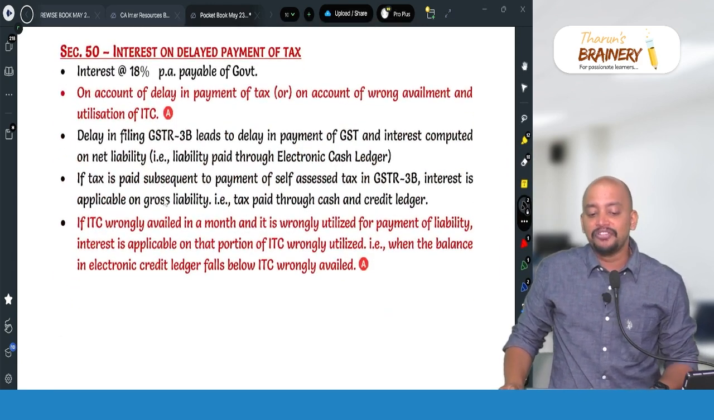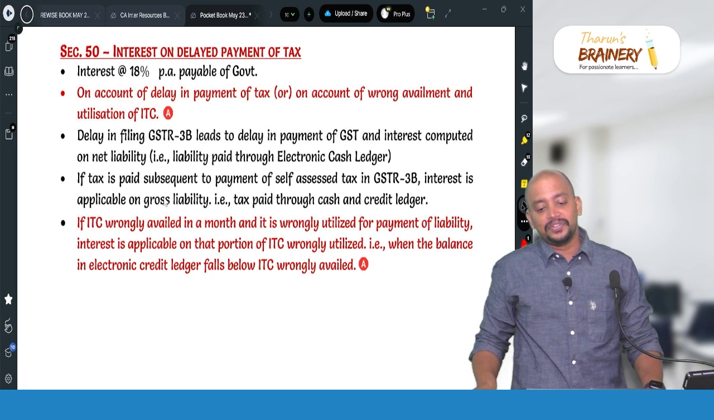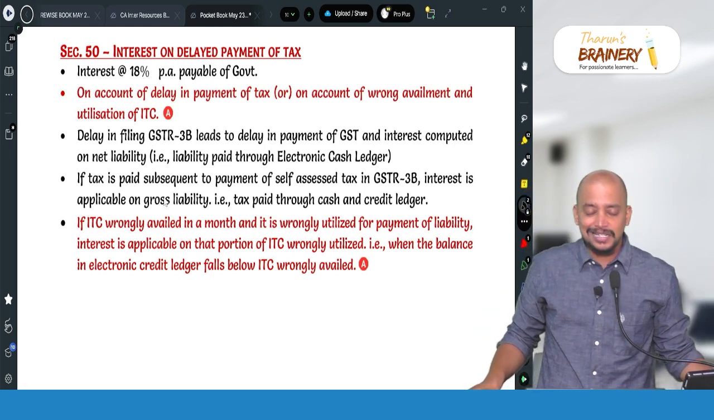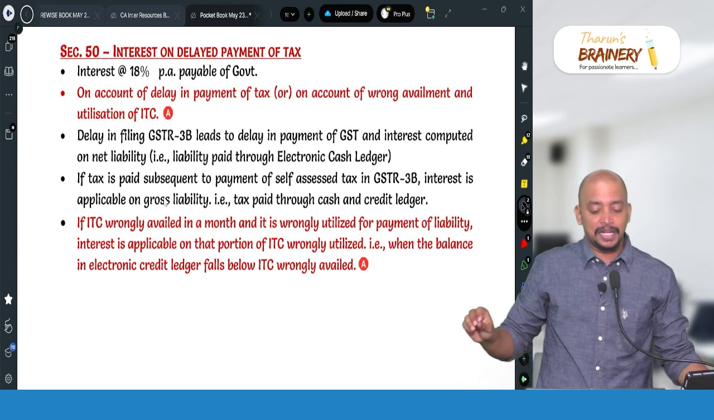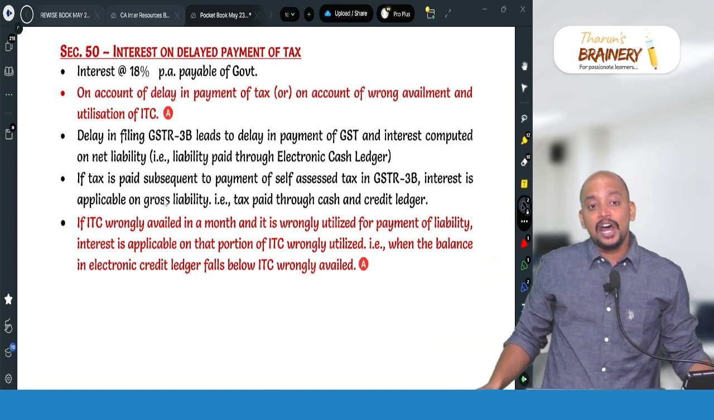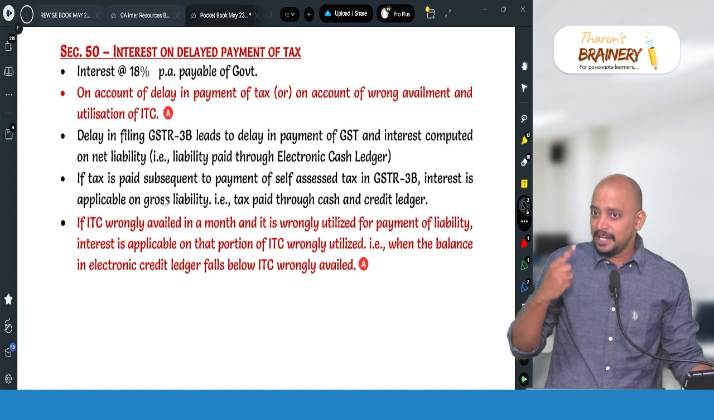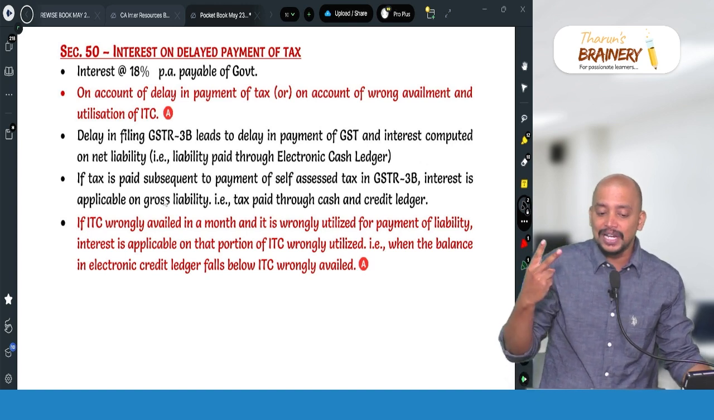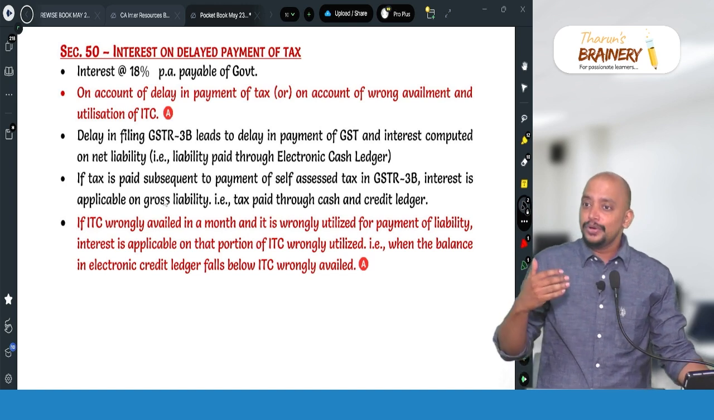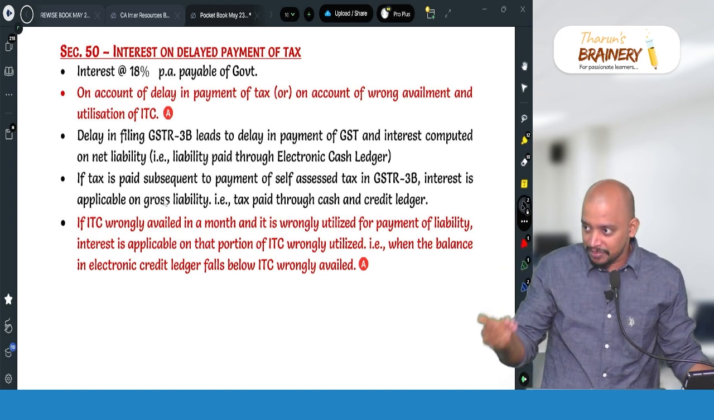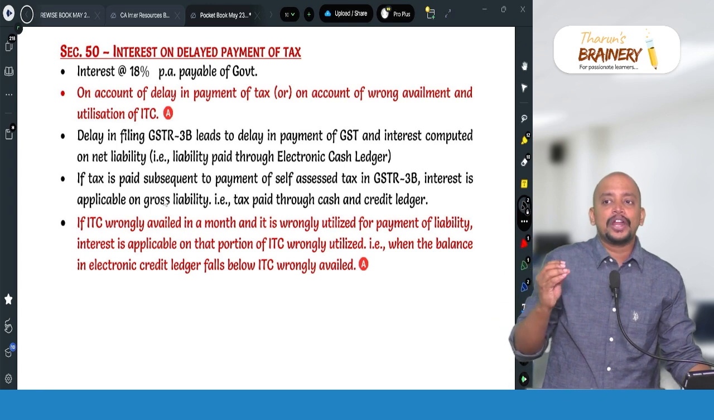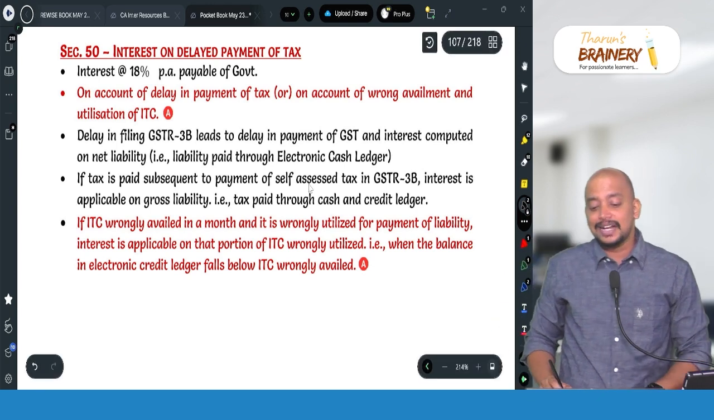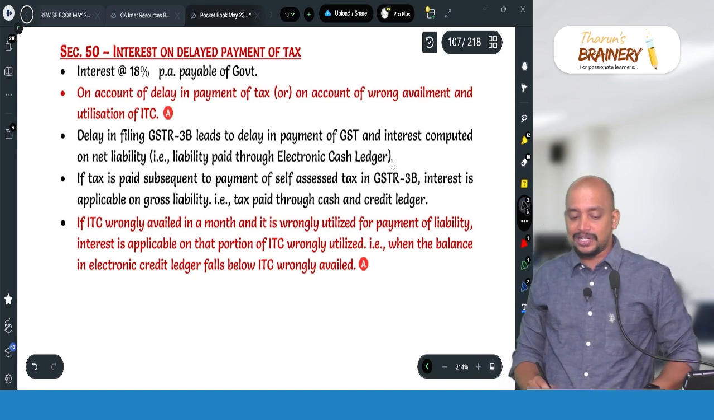Then section 50, interest on account of delay in payment of tax. So we have to pay interest at the rate of 18% per annum to government, on account of 2 reasons: delay in payment of tax or wrong availment and utilization of ITC. Suppose if there is delay in filing 3B, then interest is computed on gross liability or net liability? On net liability, that is that amount which is paid through cash ledger.